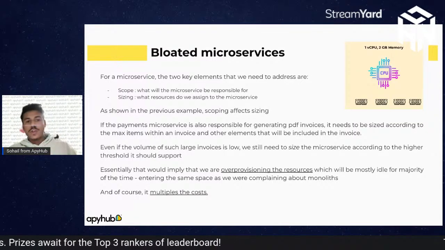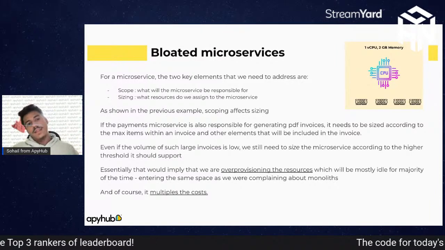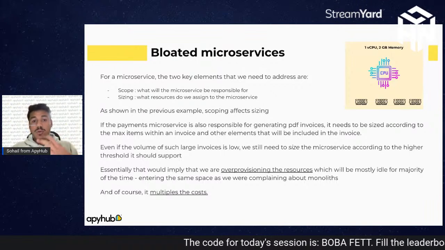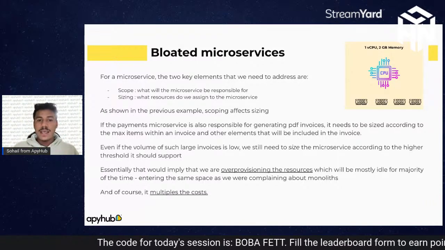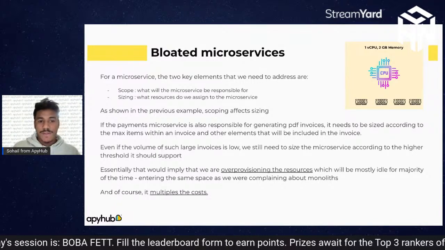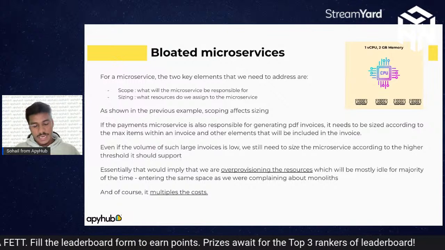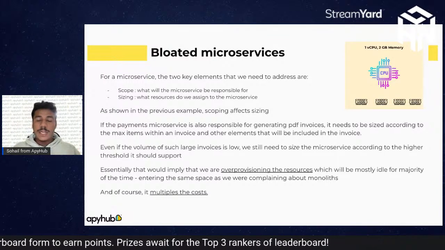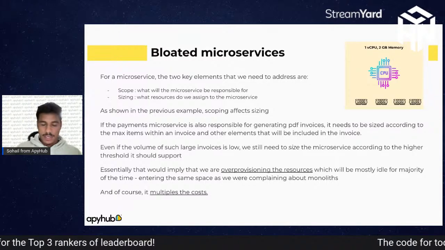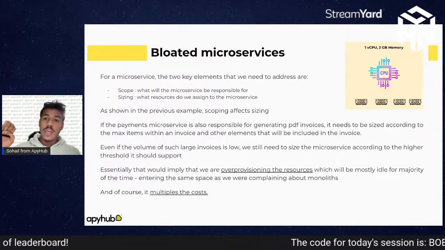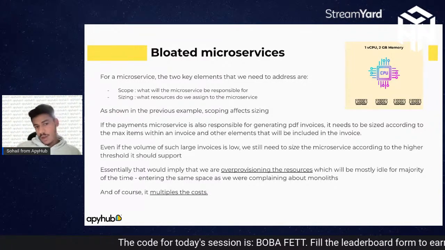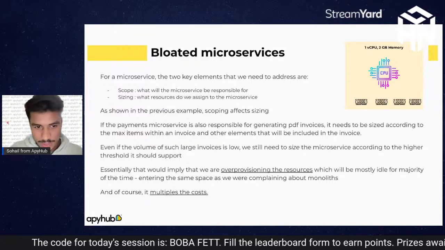So when we go to the previous example, you have seen that once we try to scale our use cases, you have to bear the cost of the hardware as well. If the payment microservice is also responsible for generating PDFs, it needs to be sized according to the maximum number of items within an order. This is the problem. You have to make your microservice available to take requests for a larger number of orders.